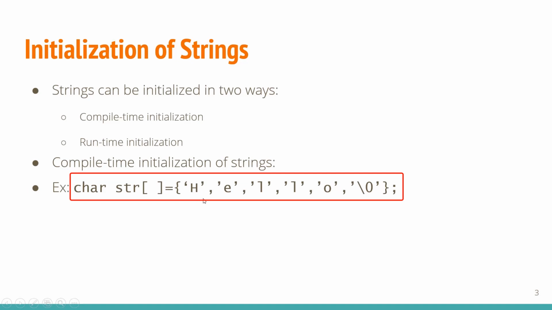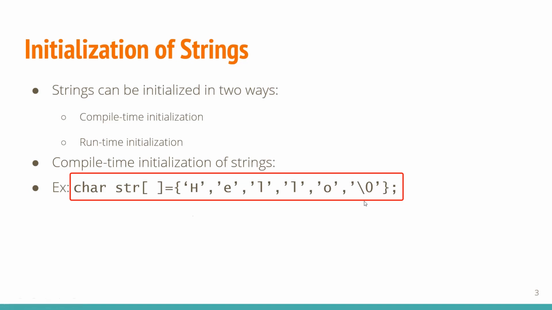So just to type a string for compile-time initialization which has only 4 to 5 elements, for each element we need to use a pair of single quotes and then type the character followed by a comma. This we need to repeat till we reach the backslash 0. Backslash 0 acts as the termination character for the string. So this is a very cumbersome approach.